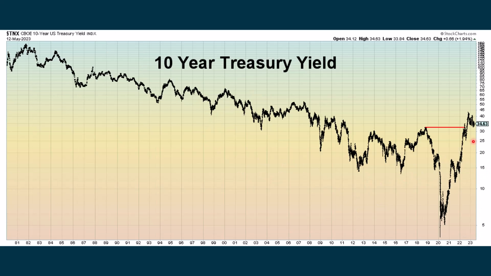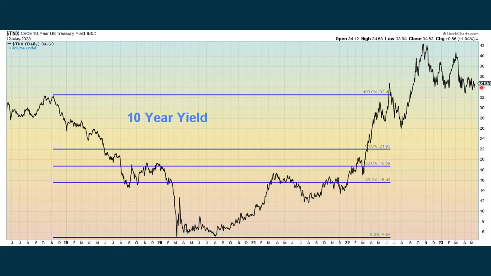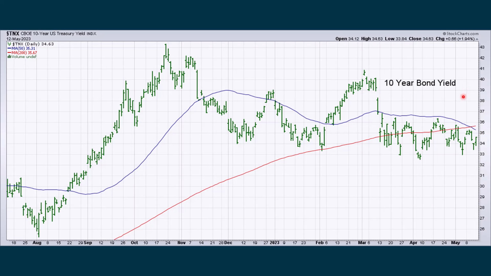Here's a look at the 10-year Treasury yield after really getting way above 4%, has now been coming back down. Here's another look at that yield, and we've been really choppy as of late. Here's another look at the bond yield where we're starting to see a death cross here with the 50 crossing below the 200-day moving average.